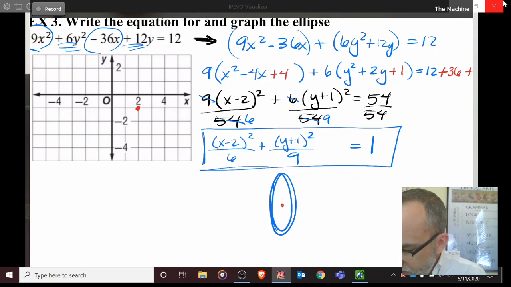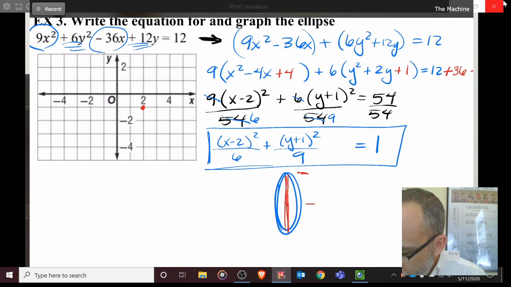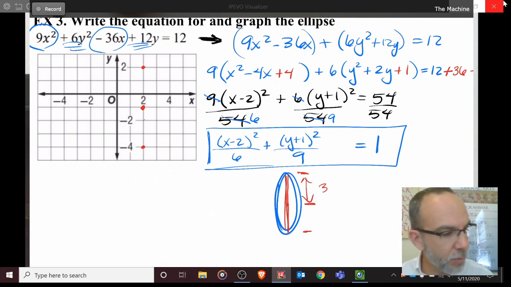Now, from the center, my major axis goes up and down, and the distance from the top and the bottom is 2a, which means the distance from center to the top or the bottom is going to be the square root of 9, which is going to be 3. Okay, so this is going to be 3. So I need to go up 1, 2, 3, plot a point right there. And I need to go down 1, 2, 3, plot a point right there.